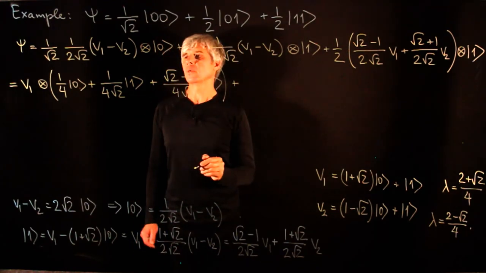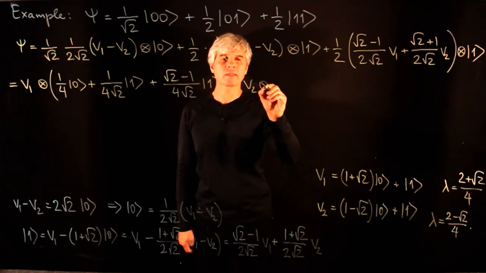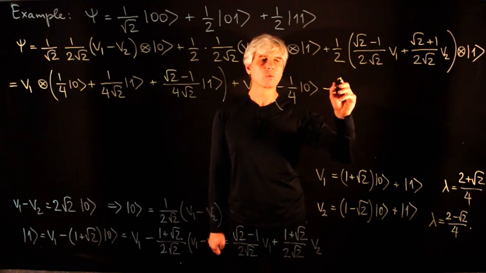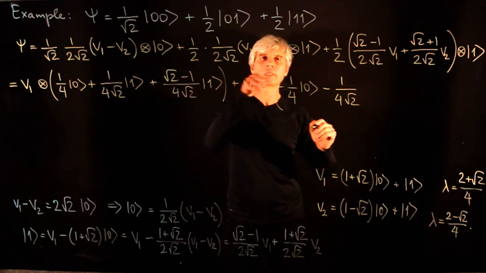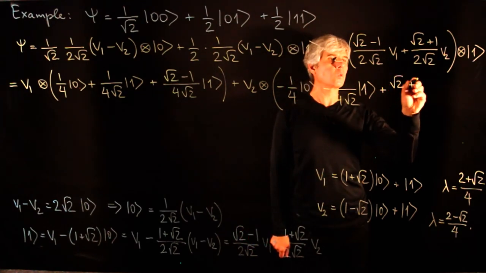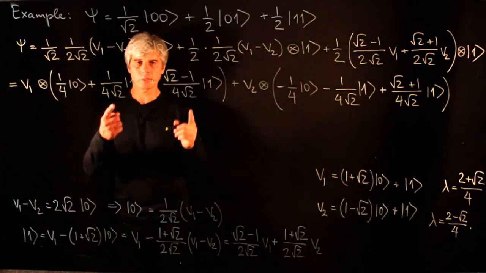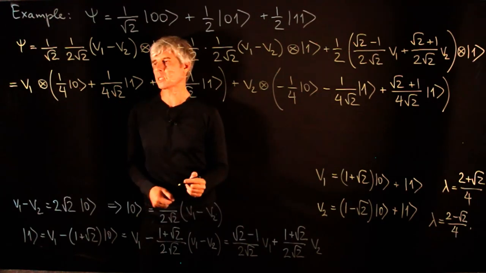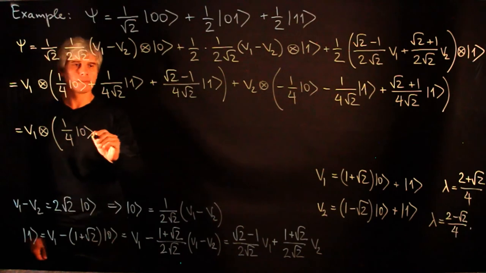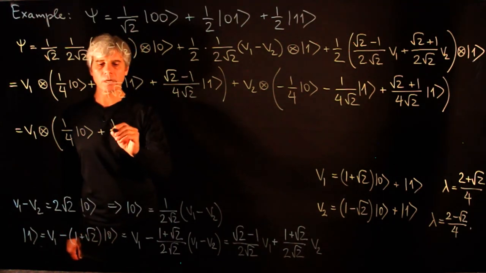And likewise, we now take terms with V2 and collect the cofactors. So plus V2 tensor. So here we have minus 1/4 times 0 minus 1 over 4 root of 2 times 1 and plus square root of 2 plus 1 over 4 root of 2 times 1. So now here we can simplify things a little bit, right? So by combining these two terms, this becomes V1 tensor 1/4 0, and here this minus 1 will cancel with this, and root of 2 will cancel, so we get plus 1/4 of 1.